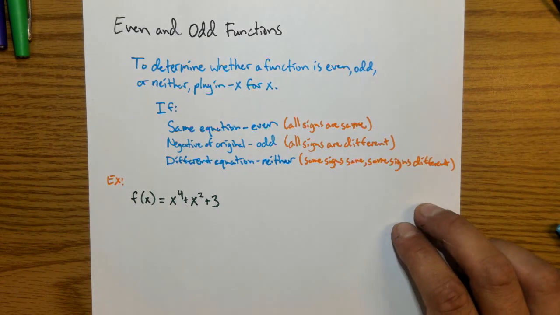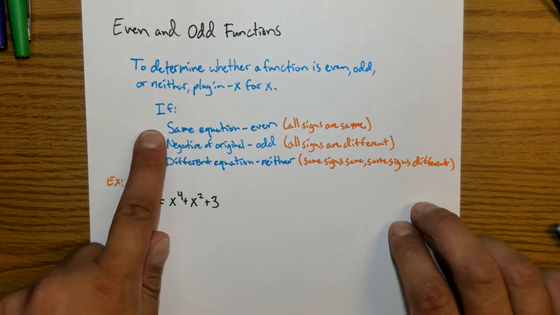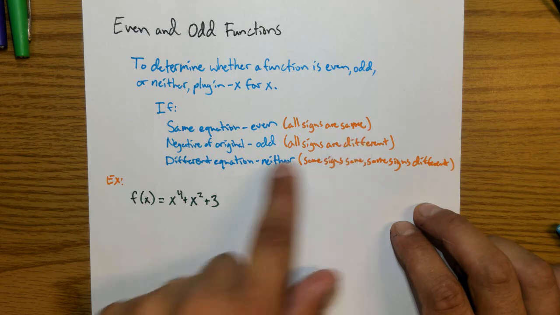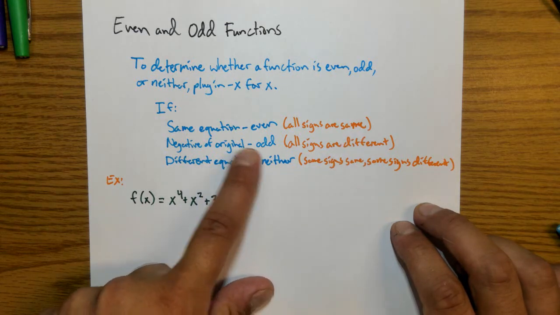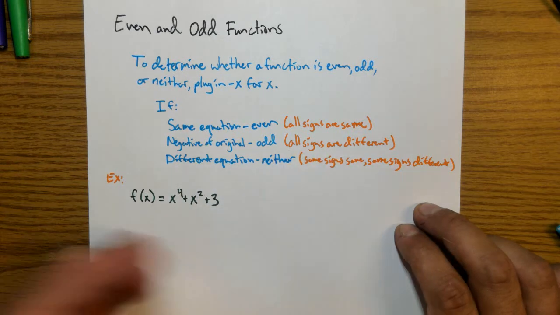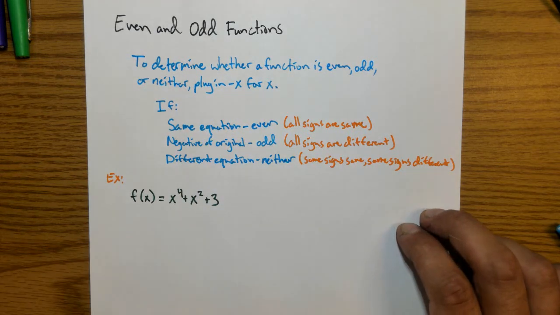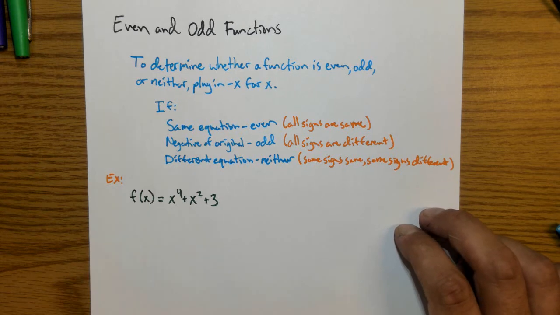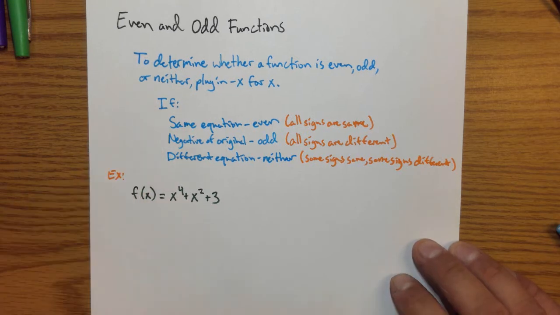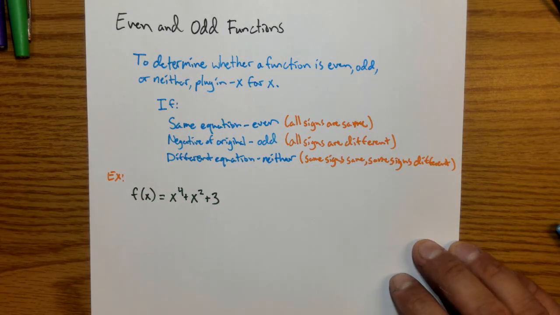Now, once we do that and simplify, if we get the same equation, it's even, meaning all the signs are still the same. If we get the negative of the original, it's odd. A negative of the original would mean that all signs are different. So all positives become negatives, all negatives become positives. And then the third option is if we get a different equation altogether, it's neither. So maybe some of the signs change, but some of them don't. Okay? So that's our criteria for determining whether something's even, odd, or neither.